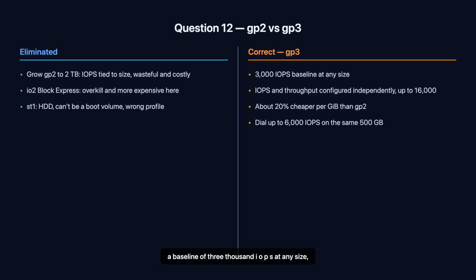A baseline of 3,000 IOPS at any size, configurable up to 16,000, and about 20% cheaper per gigabyte. You just dial up to 6,000 IOPS on the same 500 gigabytes.